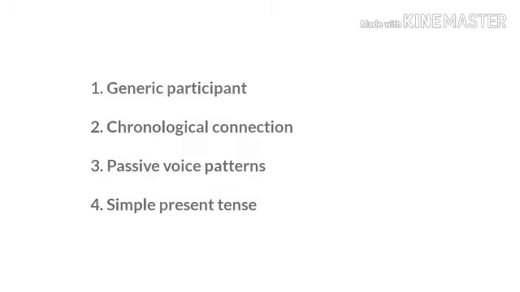Next, language features in explanation text. First, it features generic participants, basically words that are related to the topic you're writing. For example, you're writing about where the rain comes from. Then the generic participants of it would be water, sun, clouds, and etc. Second, it features chronological connection. It uses words like after, to begin with, next, and etc.